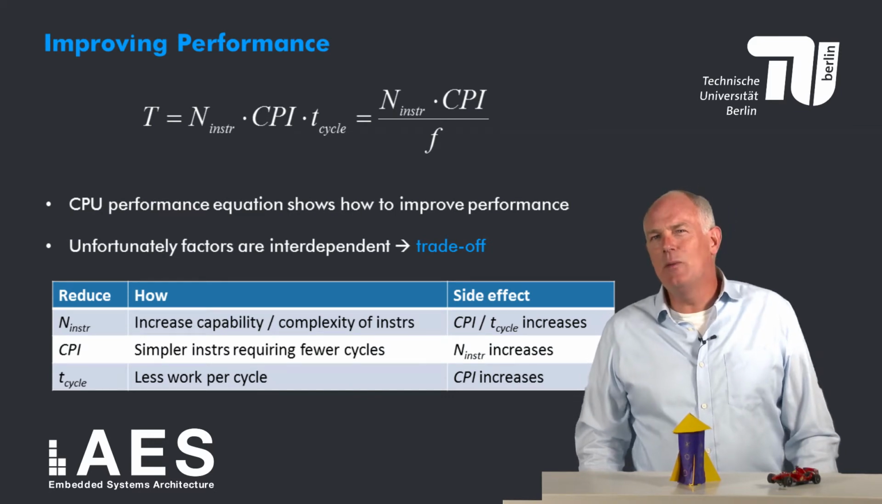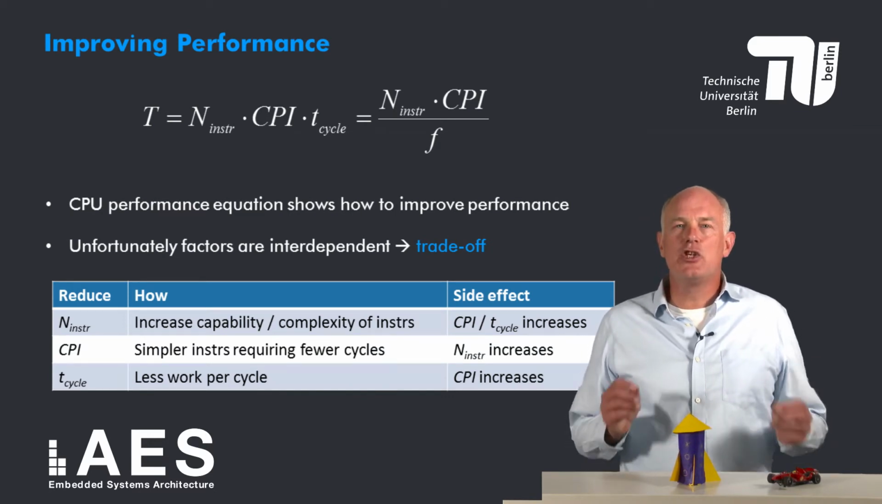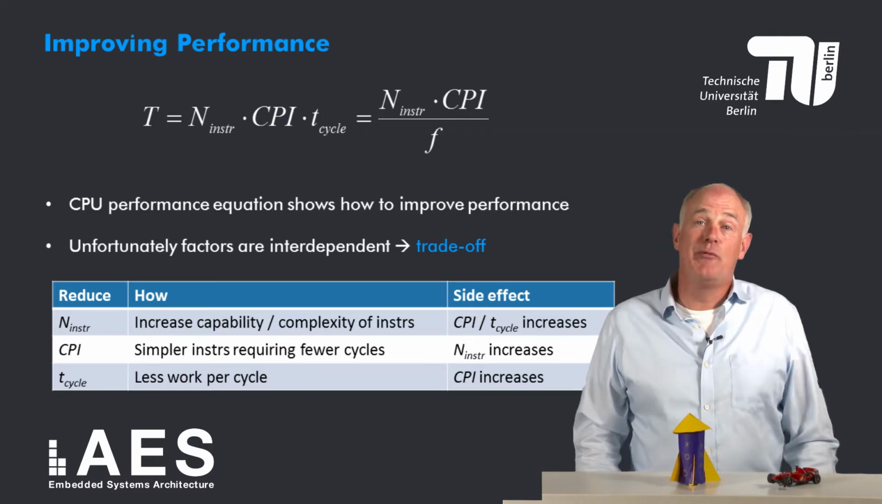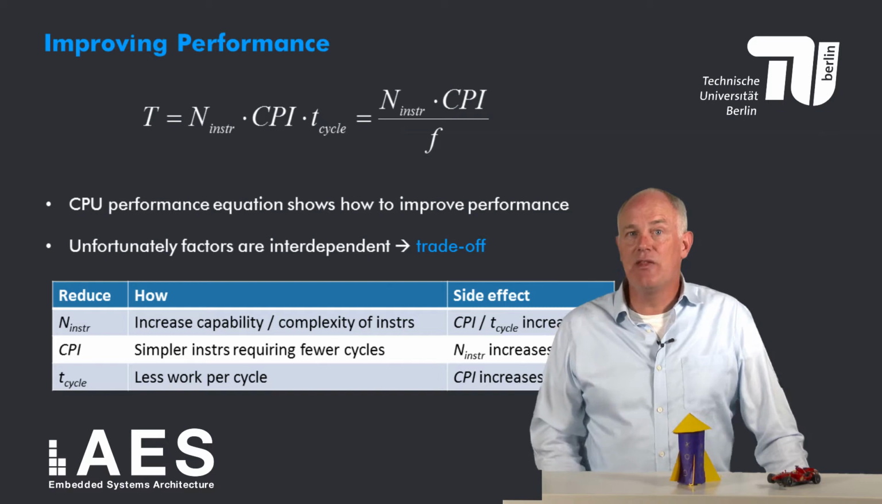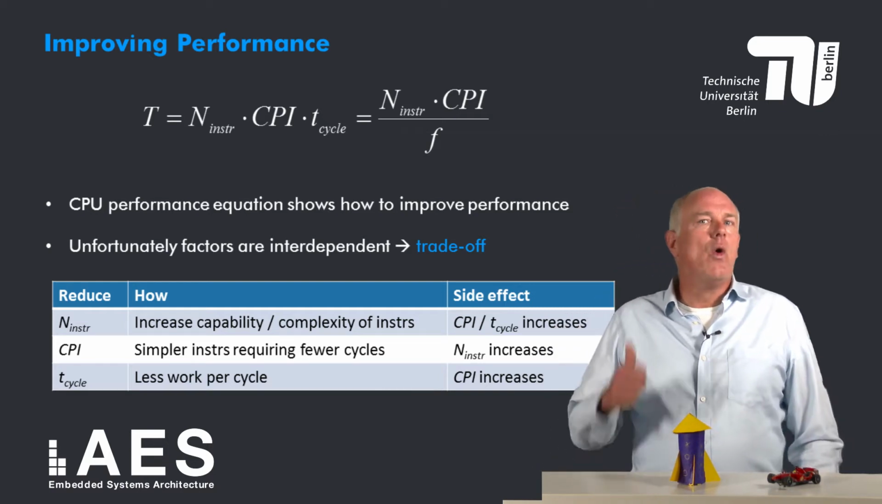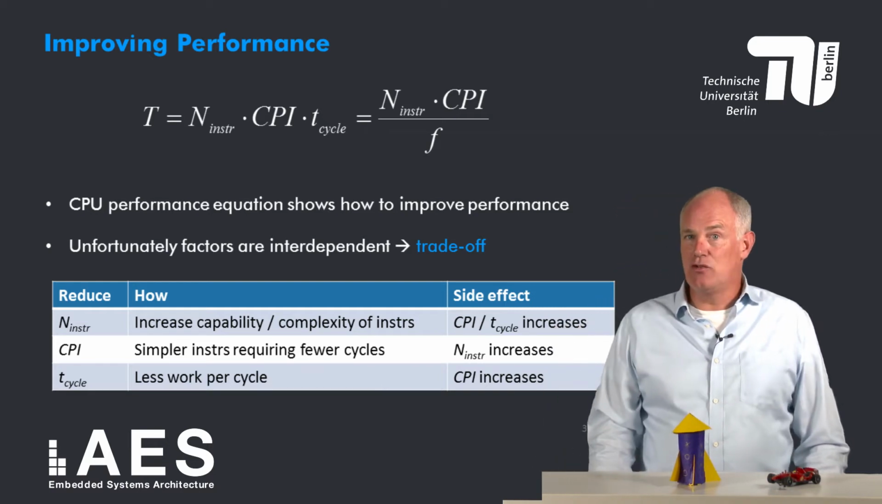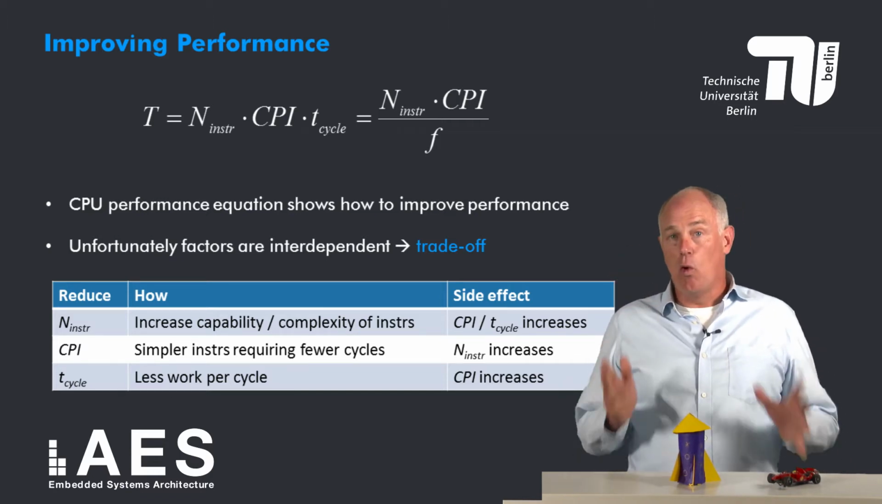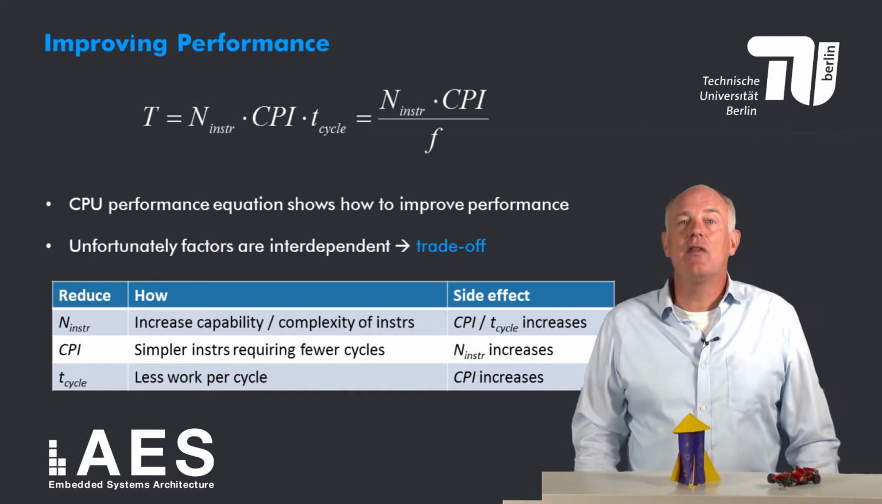The CPU performance equation directly shows how performance can be improved. We can improve performance by either reducing the instruction count, by reducing the cycles per instruction, the CPI, or by reducing the cycle time, or equivalently increasing the clock frequency.